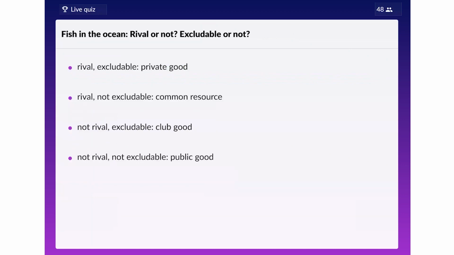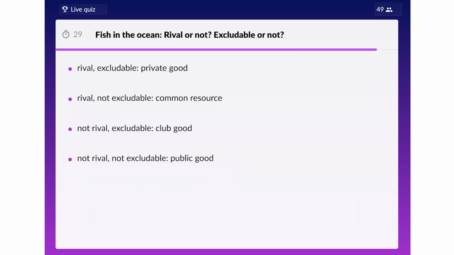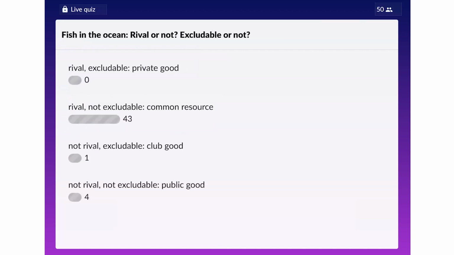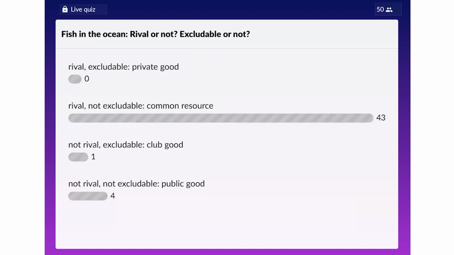Next one, fish in the ocean, rival or not, excludable or not? So again, is it private good, common resource, club good, or public good? Okay, so most of you say it's rival but not excludable, so it's a common resource, and it is.